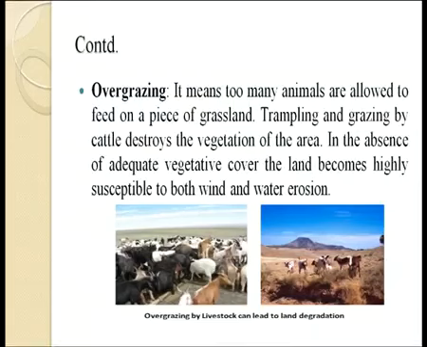Now, overgrazing. It means too many animals are allowed to feed on a piece of grassland. Trampling and grazing by cattle destroy the vegetation of the area. In the absence of adequate vegetative cover, the land becomes highly susceptible to both water and wind erosion.